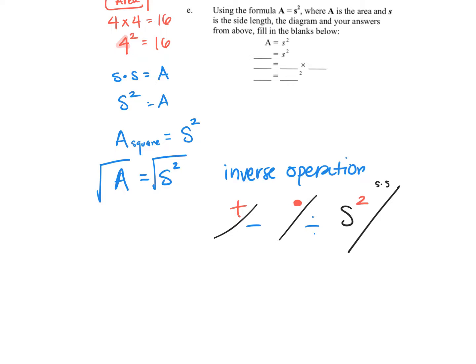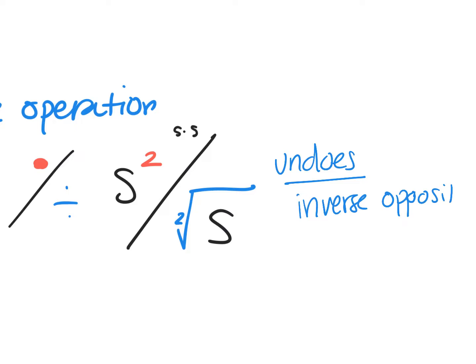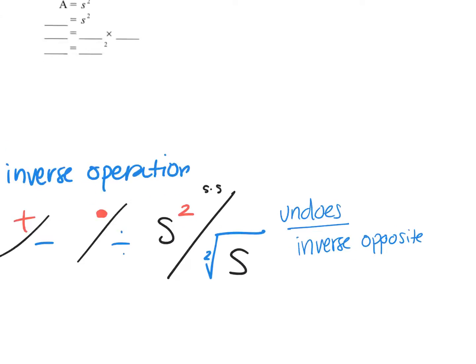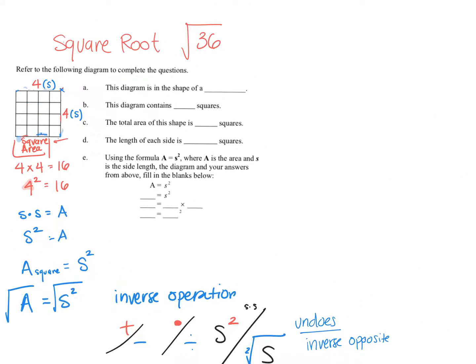Well, the opposite to undo it would be a square root. Okay, so the square root undoes squaring. It's the inverse. It's the opposite of squaring. So these are opposites. So here we go. You're going to get this.